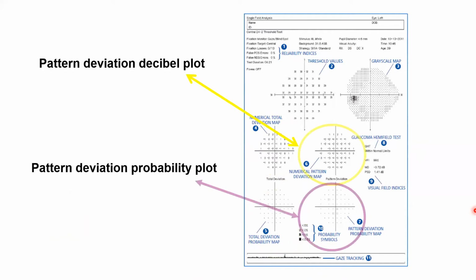Both graphs on the right side of the printout have the same meaning with one difference. The generalized depression in the visual field, which is usually caused by cataract, was removed, and so a localized visual field loss is more obvious. And these localized defects are typical for glaucoma.